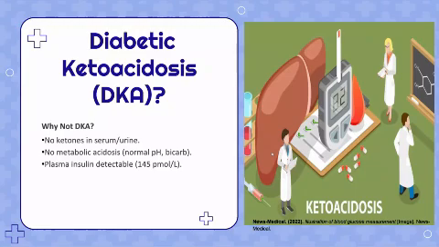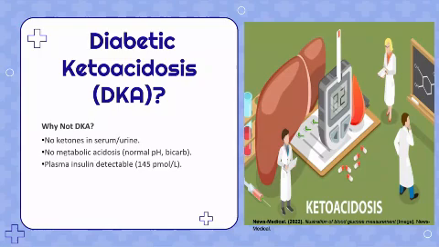DKA happens when the body doesn't have enough insulin to use for energy, and instead our body burns fat, and it also produces ketones as a byproduct. And based on our case study lab results, our patient does not meet the criteria for diabetic ketoacidosis due to the absence of ketones in the blood or in the urine.